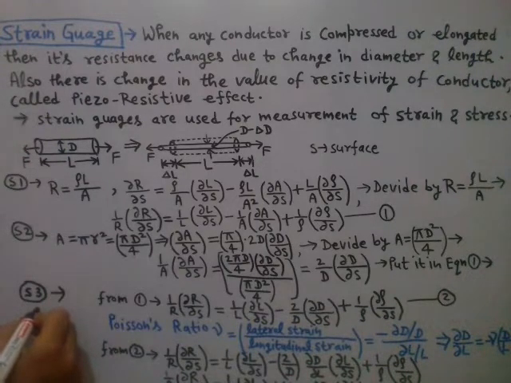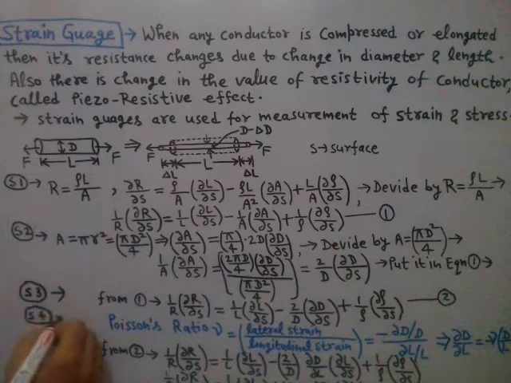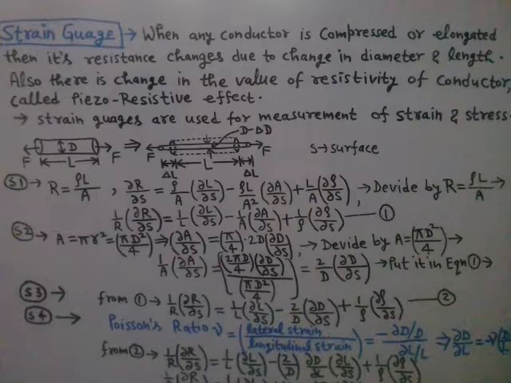In step number 4, let me introduce Poisson's ratio. This is a Greek letter. I am representing this Poisson's ratio by a Greek letter, it is just like a small v of the English alphabet, right? So Poisson's ratio is equal to lateral strain by longitudinal strain.